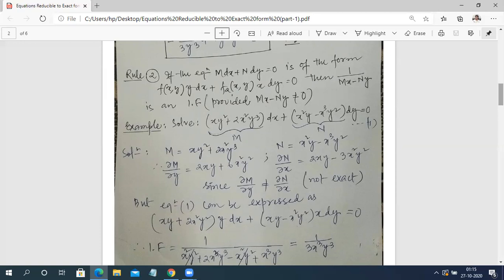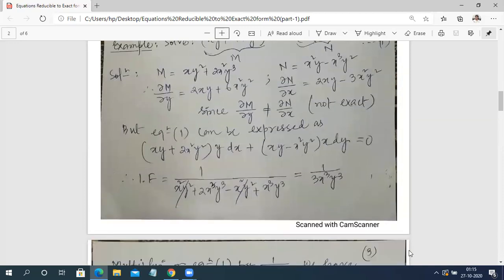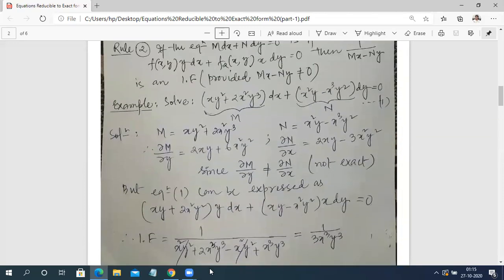Now let's take an example. Suppose this is the equation. The equation is (xy² plus 2x²y³) dx plus (x²y minus x³y²) dy is equal to 0. Now you can see that this equation is of the form M dx plus N dy. Now first you check whether this equation is exact or not. You just identify M.